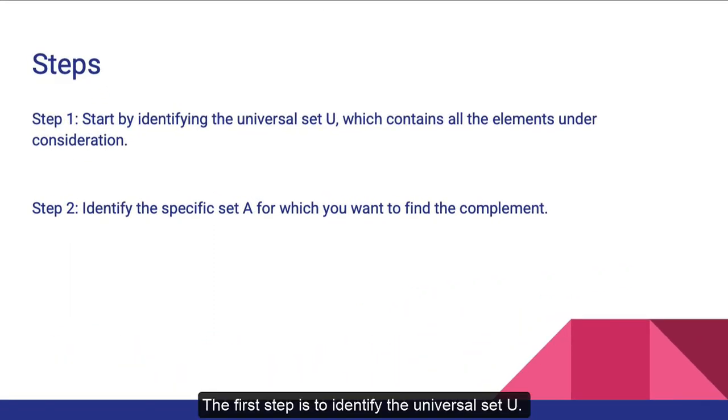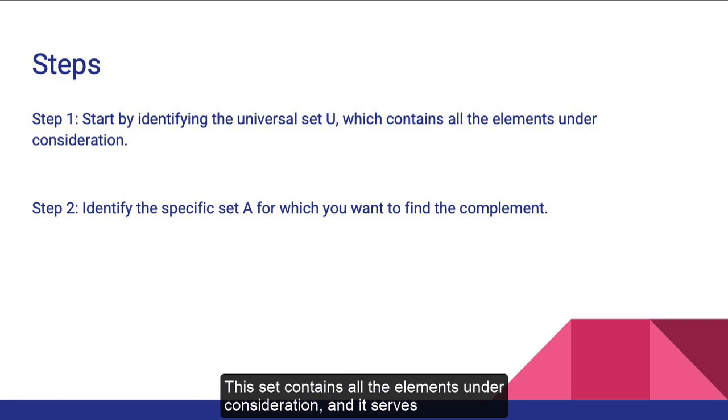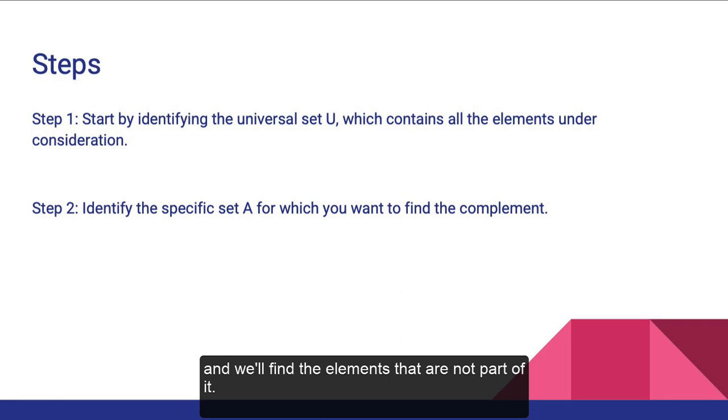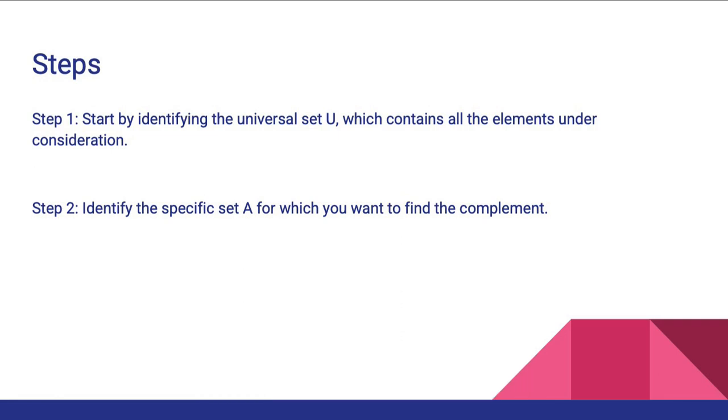The first step is to identify the universal set U. This set contains all the elements under consideration, and it serves as the reference point for finding the complement. In step 2, we identify the specific set A for which we want to find the complement. Set A is the set we're interested in, and we'll find the elements that are not part of it.